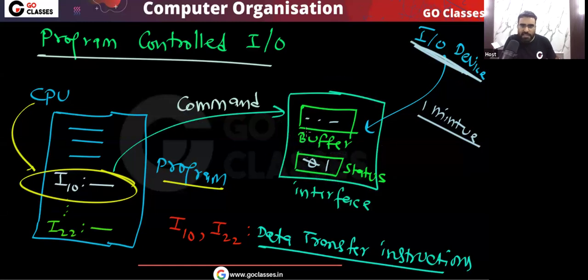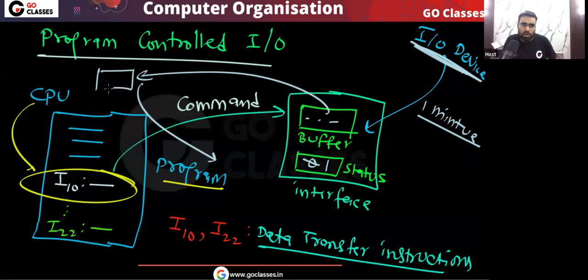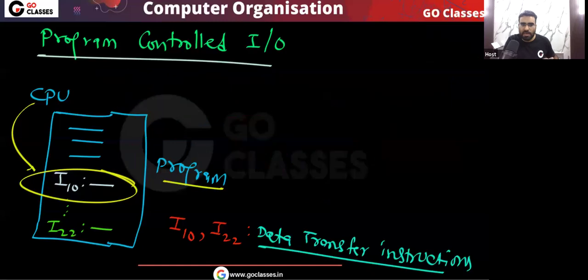Now when the data is ready, what will happen? The CPU will take this data to the register, and from that register the data will go to the main memory. Is this clear? So you can see the CPU register, and then finally it will go to the main memory. So very simple, this is the complete thing. Is this clear? Let me know. I hope you understood. This is the complete idea.